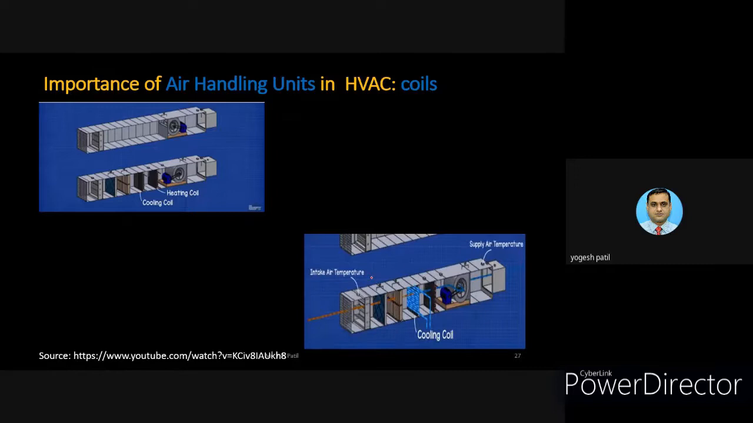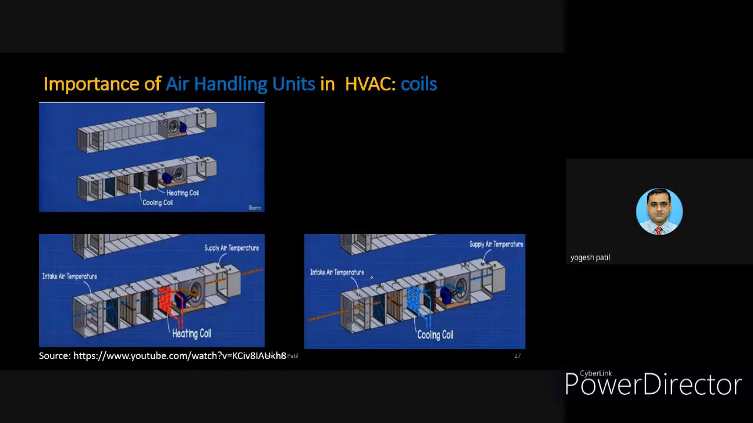Then come the two different coils. After the filters, there is a cooling coil first. You can see in this diagram the cooling coil first, and then there is a heating coil. These two particular coils are there in all the diagrams. You can see the cooling coil and heating coil.